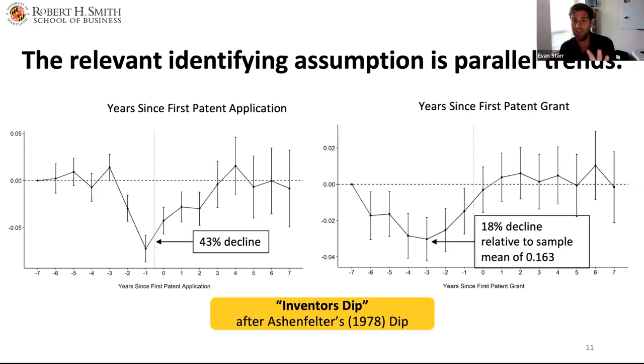So you look at these graphs. One thing that might jump out at you is that in the patent application graph, the drop comes at T-2 and T-1, but in the patent grant analysis, it comes at T-6. You might wonder what the heck is going on there.